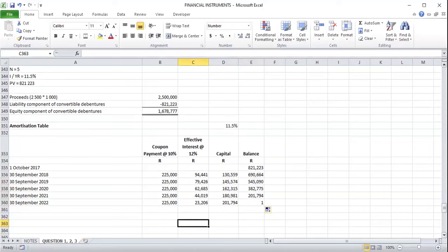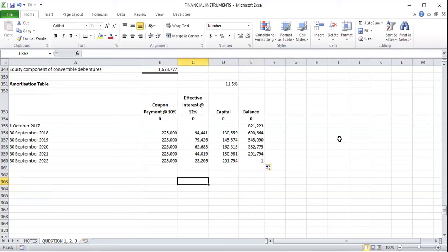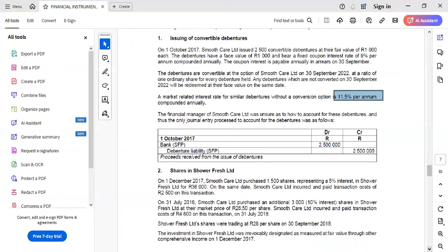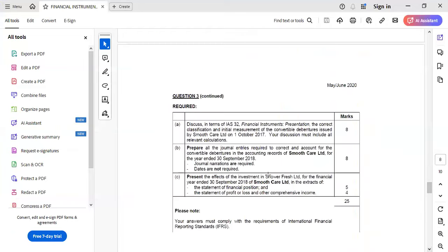Right, that's our amortization table. Our required is journal entries for the year ended 30 September 2018. I'm not going to do the narrations, they're the same as above, although they are required here.